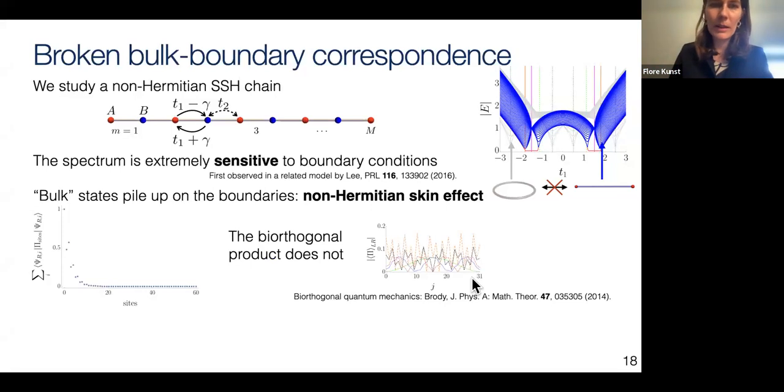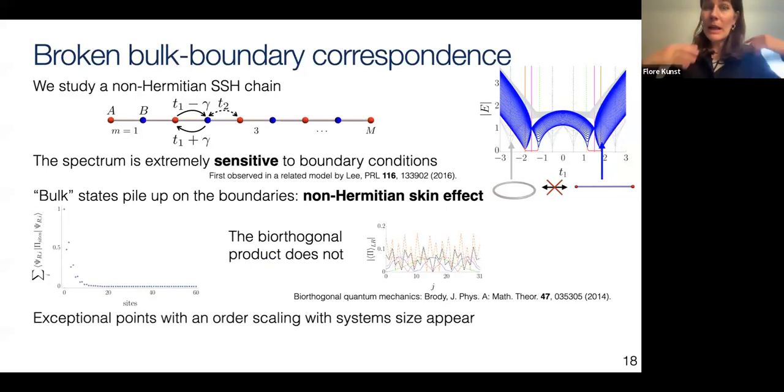That's why they look like bulk states. Moreover, exceptional points, here they are again, with an order scaling the system size appear. So these are these points here.